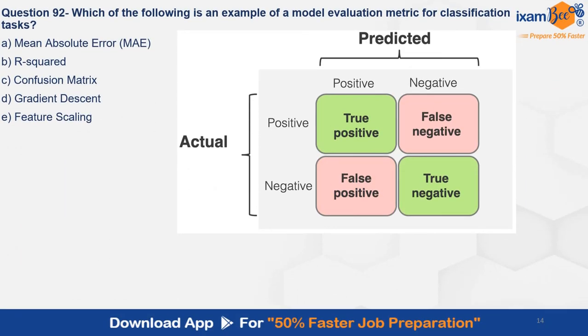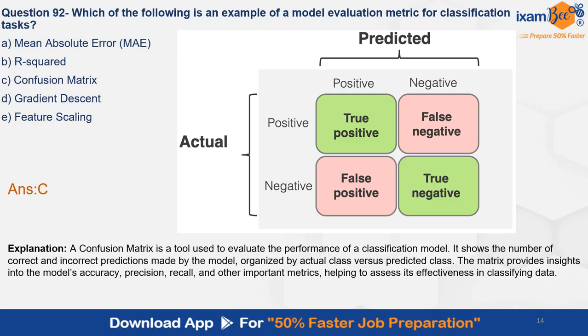Question number 92. Which of the following is an example of a model evaluation metric for classification task? A. Mean absolute error, MAE. B. R squared. C. Confusion matrix. D. Gradient descent. E. Feature scaling. And the correct answer is C, that is confusion matrix.